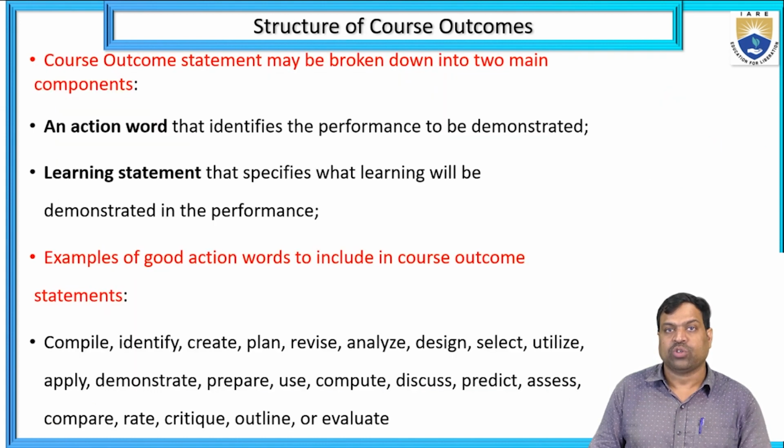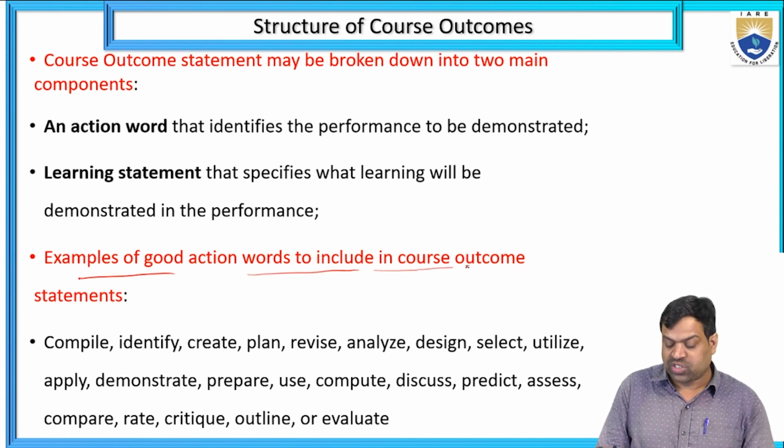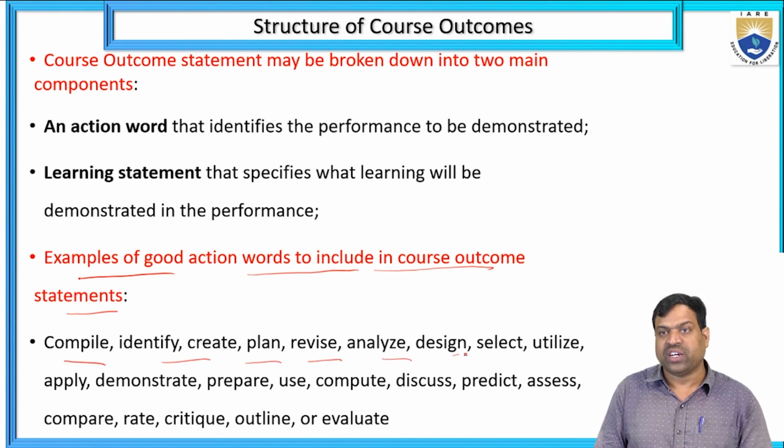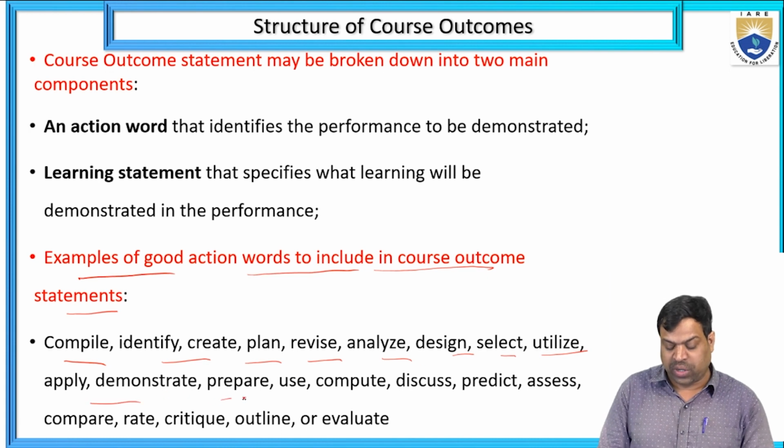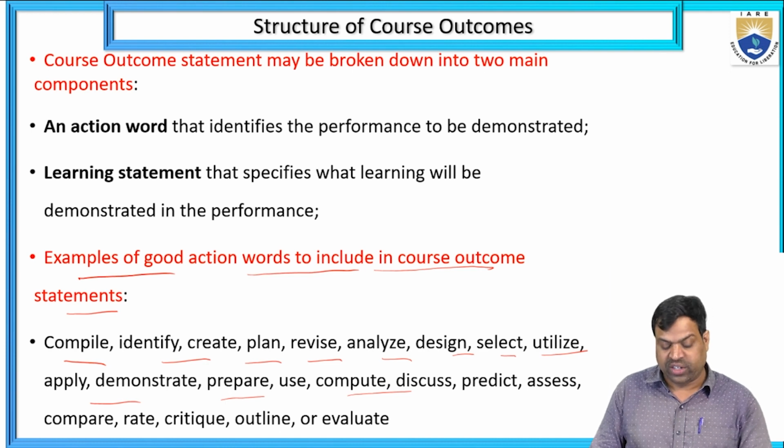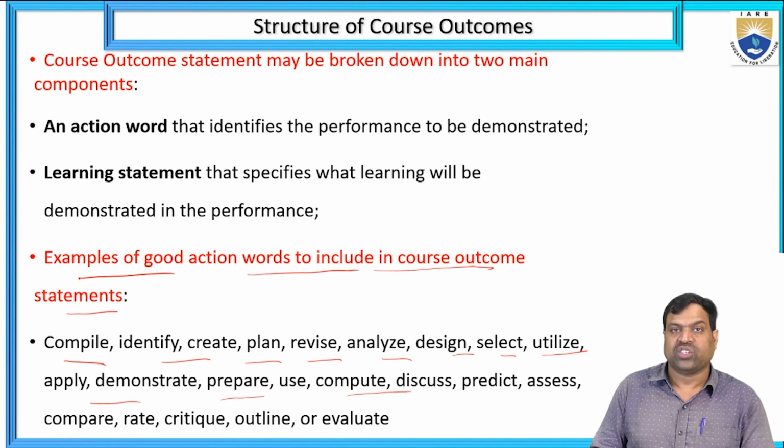Mostly it is used for course outcomes. So course outcome statements may be broken down into 2 main components: an action word and a learning statement. An action word identifies the performance to be demonstrated. A learning statement specifies what learning will be demonstrated in the performance. Examples of good action words for a course outcome statement include compile, identify, create, plan, revise, analyze, design, select, utilize, apply, demonstrate, prepare, predict, assess, rate, critique, outline and evaluate. These are some statements of a course outcome at Bloom's taxonomy levels.